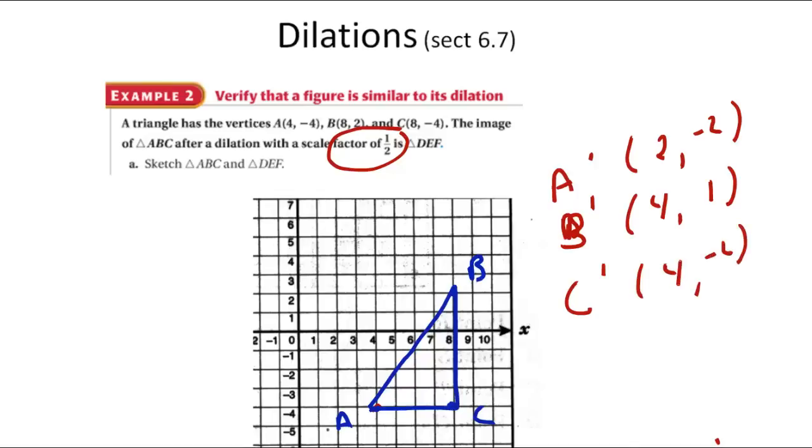So now I'm going to plot my points, 2, negative 2. There's my new A value. 4, 1. There's my new B value.